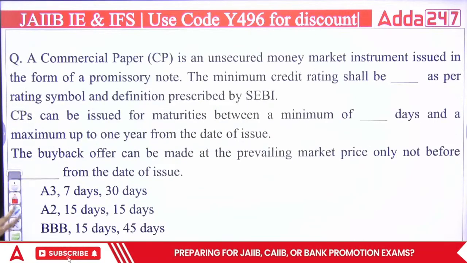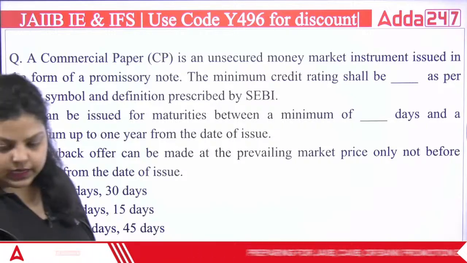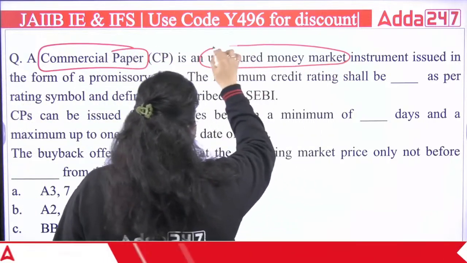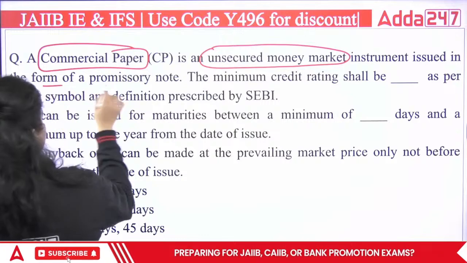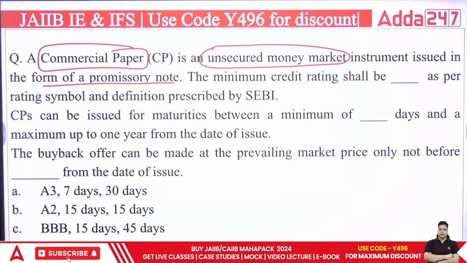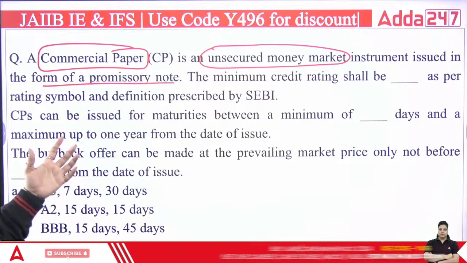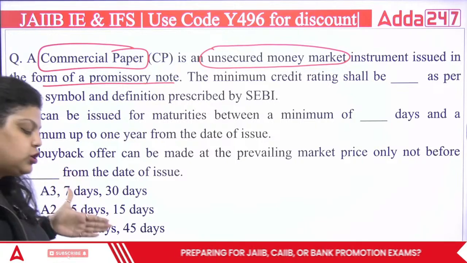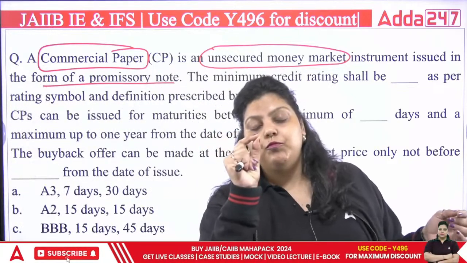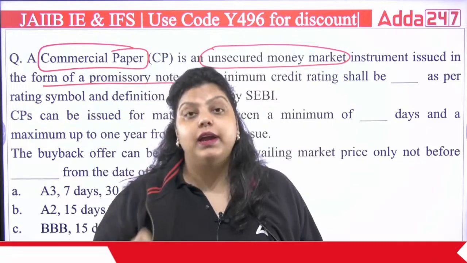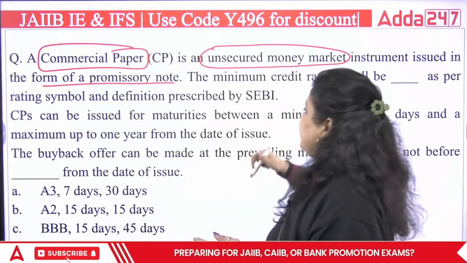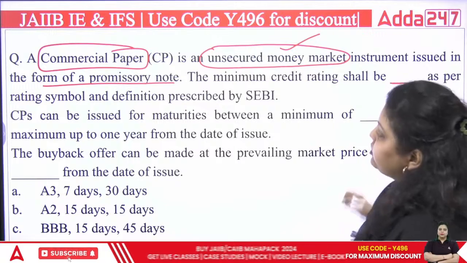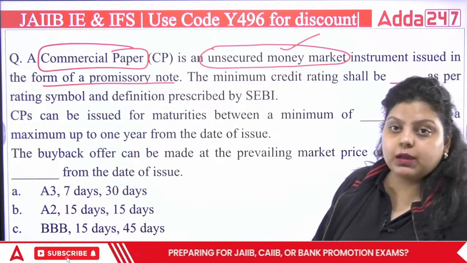Okay. Next question we have is commercial paper. Now we are talking about commercial paper. A commercial paper is an unsecured money market instrument issued in the form of a promissory note. What is commercial paper? Commercial paper is simply an unsecured instrument, because it is issued by whom? It is issued by the corporates. So commercial papers are issued by corporates, that's why it is known as the unsecured instrument of the money market. The minimum credit rating shall be dash as per the rating symbol and definition prescribed by SEBI.